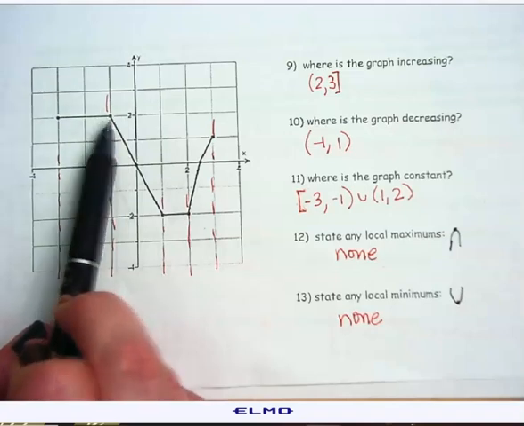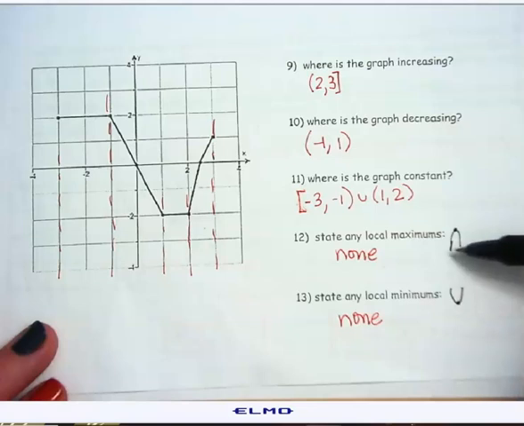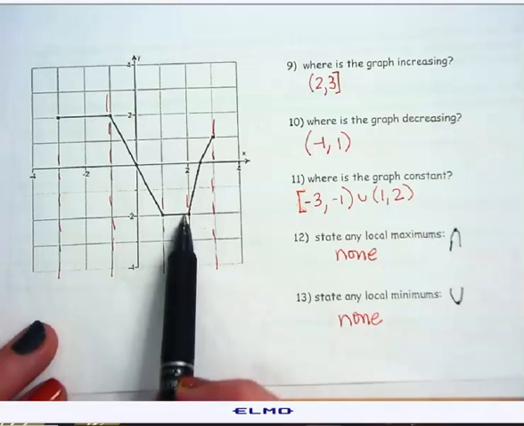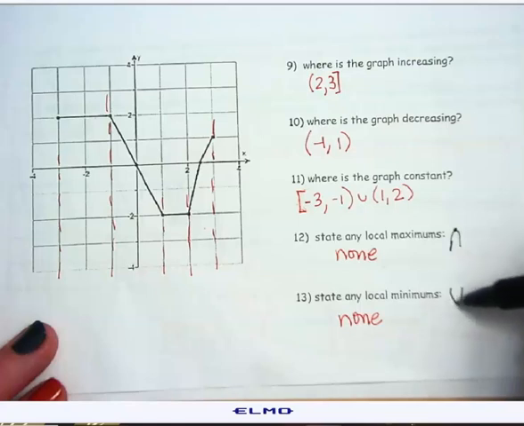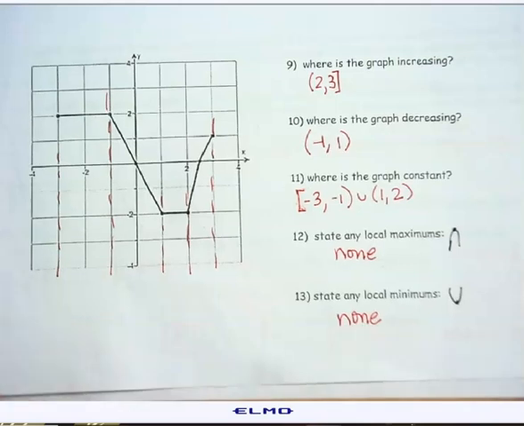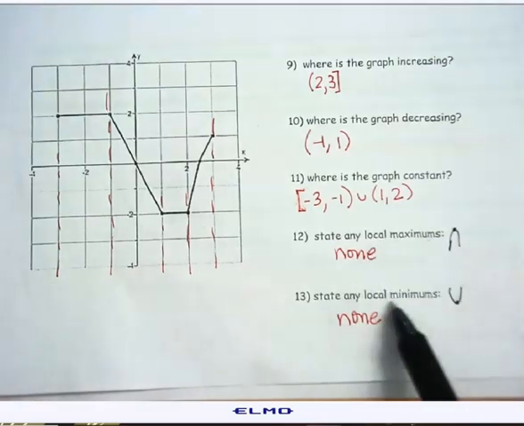So here's a maximum, but it's constant and then decreasing. We want it to be increasing and then decreasing. This is a minimum value right here, but it goes constant to increasing, not decreasing to increasing. So we say there's no local max or local min. There is a maximum and a minimum value, but we wouldn't call them local max or min.